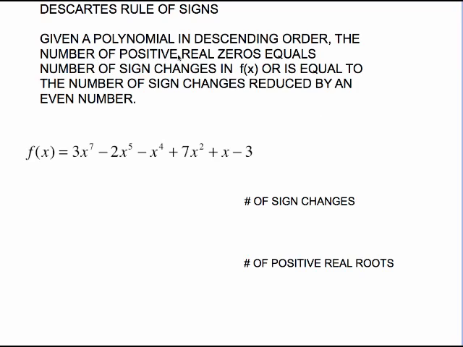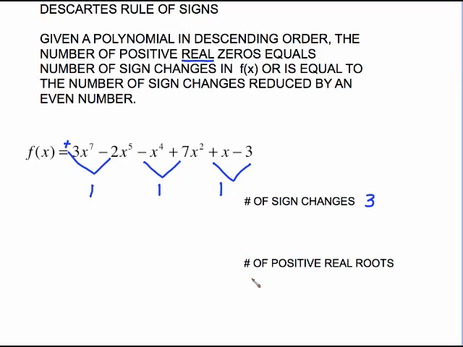It says, given a polynomial in descending order, the number of positive real zeros equals the number of sign changes in the function. We'll forget about this part for right now. So what we have to do is go through here and just look at the number of sign changes. Starting right here, that is a positive 3. So this changed from positive to negative. That's one sign change. This went negative next to negative. That is not a sign change. This is a negative next to a positive. That is another sign change. This is a positive next to a positive. That is not a sign change, but a positive next to a negative. That is another sign change. There are 3 sign changes.